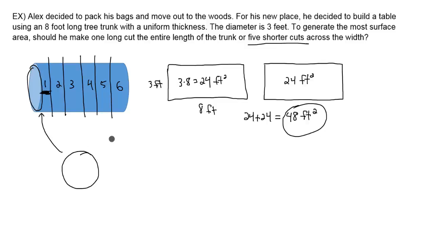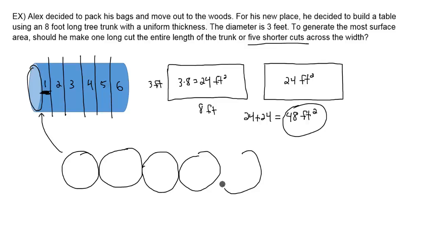And then we need what? There's six of them, so we need five more. And these are not going to be perfect, but I'm going to do my best to put six circles here in a row. So that's what, five, and we need one more. So six. Now, remember, it's all coming from the same tree trunk, and it has a uniform thickness, so all these circles right here will have the same diameter, and the diameter we know is going to be 3 feet. So from that point to this point is going to be 3 feet. And that's the same for all these.